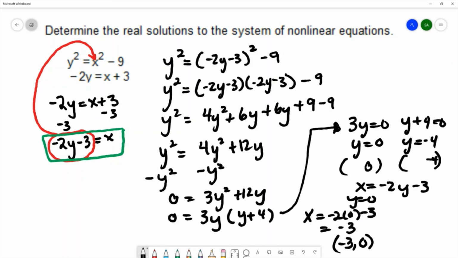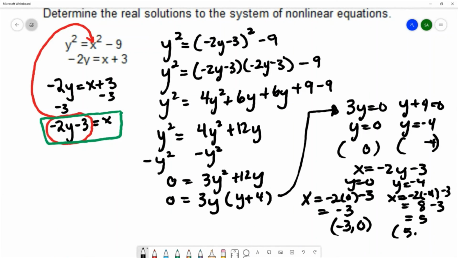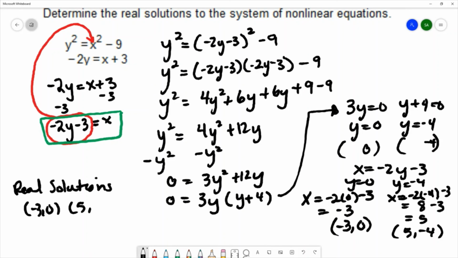Then the other one has y equals negative 4. That's x equals negative 2 times negative 4 minus 3. That's 8 minus 3, which is 5. And so I have the other ordered pair being 5, negative 4. So I have the real solutions to this system of equations being negative 3, 0, and 5, negative 4.